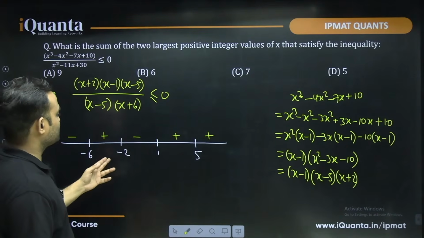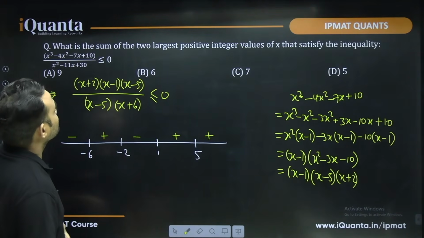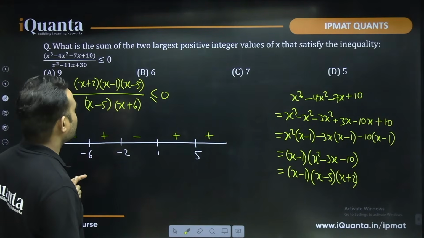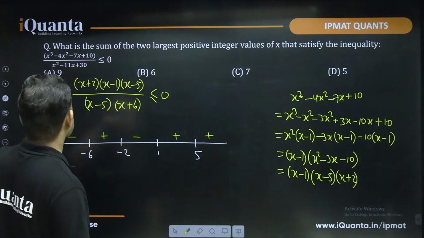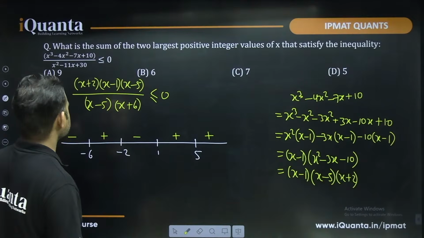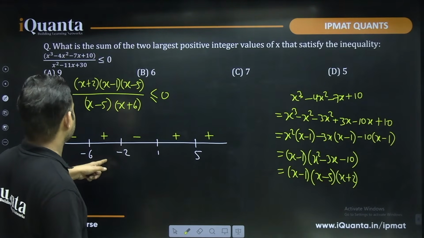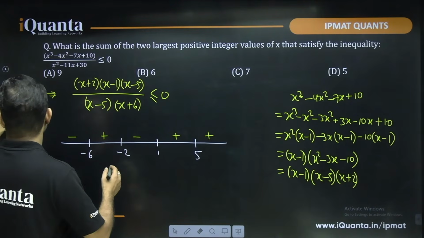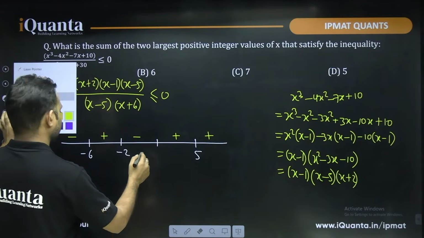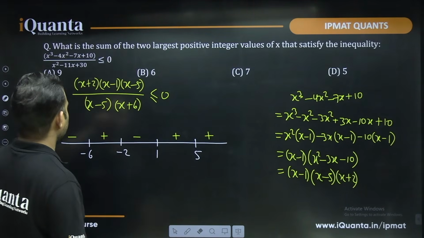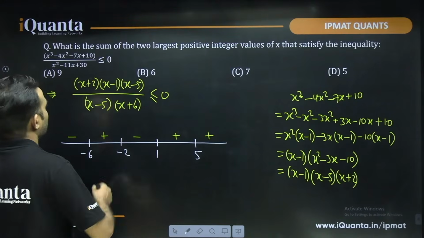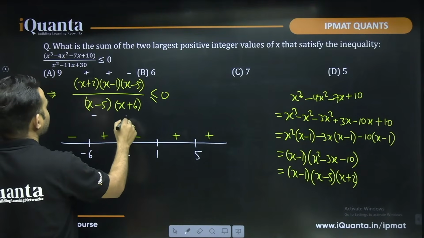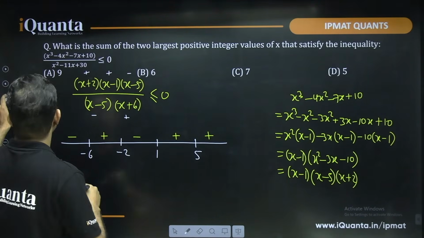We need to find the two maximum values, right? Two largest positive integer values for which the expression is less than or equal to 0. x minus 2, x minus 6, minus 2, 1 and 5. So if I put x equal to 2, what will happen? Positive, positive, negative, negative, positive. So it will be positive, right?